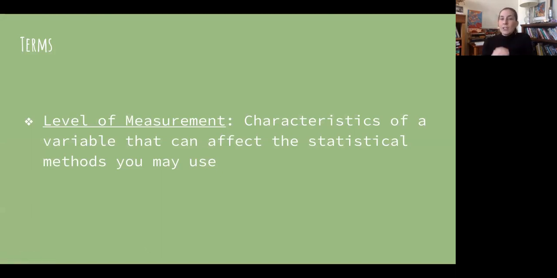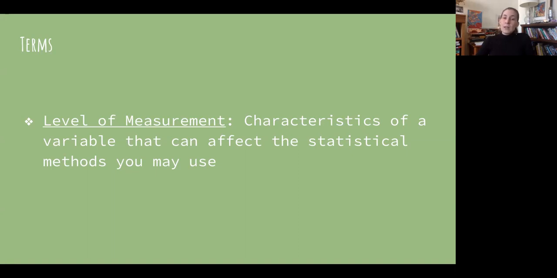One thing that you'll need to think about if you were to sit down and look at data to do statistical analysis is, what is the level of measurement for each variable? And each variable is going to be different. There are basically 3 levels of measurement that we'll talk about in this class. The level of measurement as a term means the characteristics of the variable that can affect the statistical methods that you're able to use.